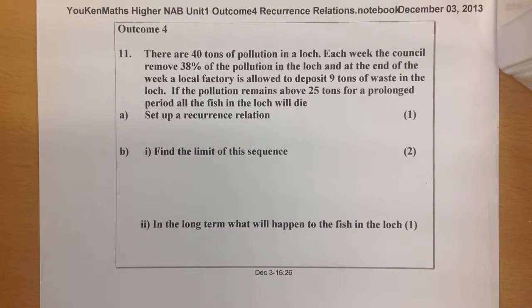This is Higher NAB, Unit 1, Outcome 4. This is on recurrence relations. There's only one question that we have here to answer, so let's have a look at that. After reading through the question, and going back to it, what I can see is that I've got some things that I can pull out of the information that I'm given.